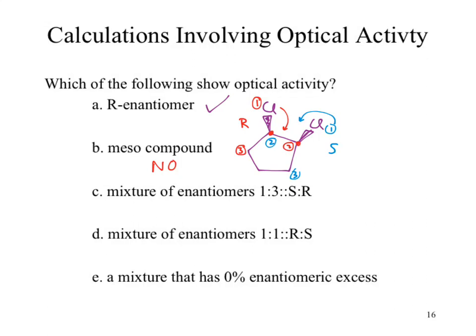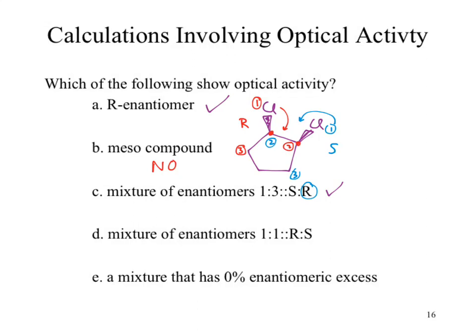Right? What happens if we have a mixture of enantiomers? 1 to 3. So one part of our solution has the S enantiomer, and the other 3 parts are R. Should we have optical activity? Yes. What's our optical activity going to be due to, primarily, in this case? The R. Why? There's 3 parts of the R, so we absolutely see optical activity in this case.